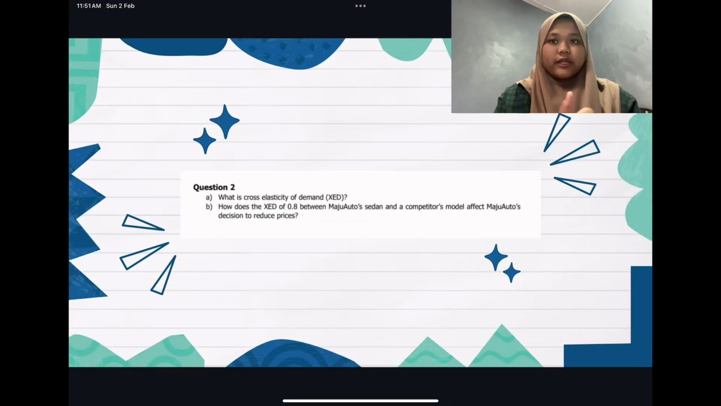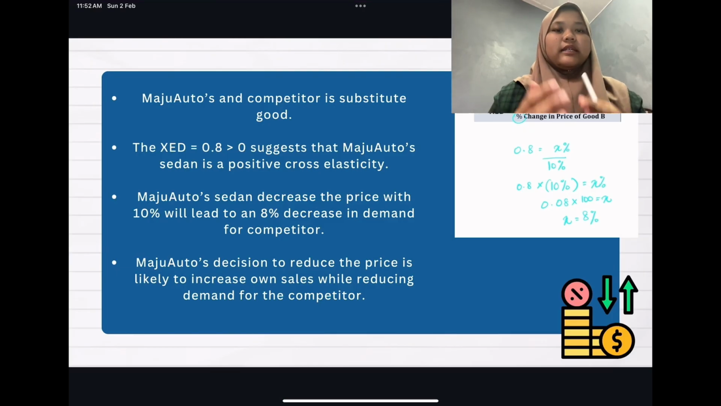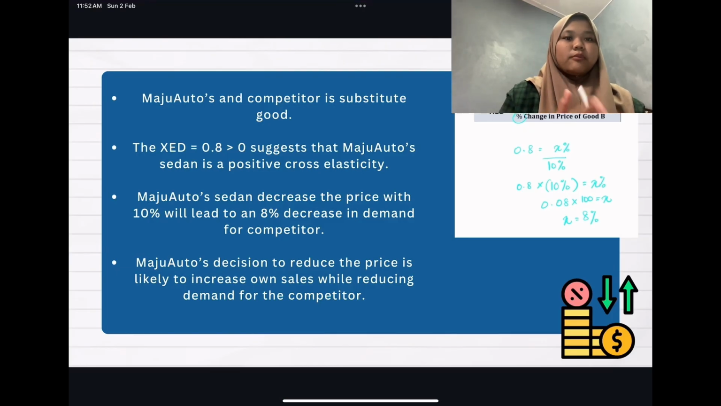To answer question B, how does the XED of 0.8 between Maju Auto sedans and the competitors' model affect Maju Auto's decision to reduce the prices? To answer this, Maju Auto and competitors are substitute goods, where XED equals 0.8, which is more than 0. This suggests that Maju Auto has a positive cross elasticity.